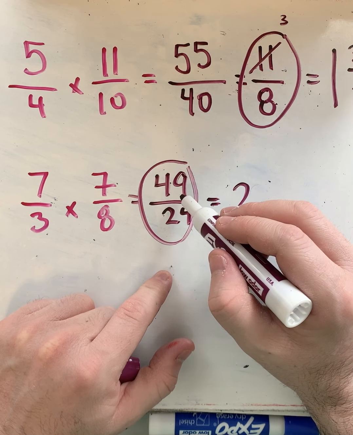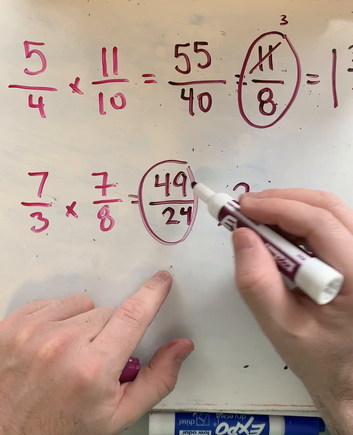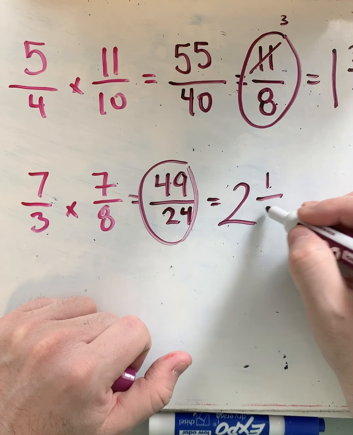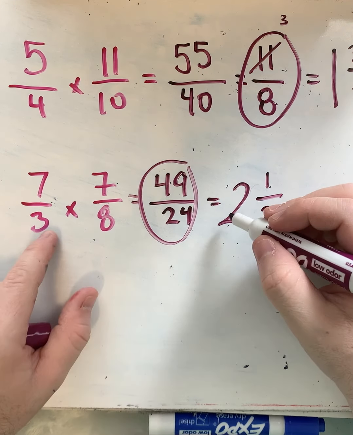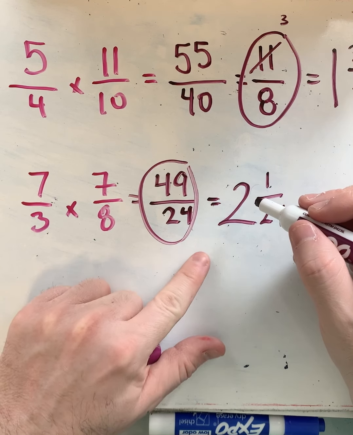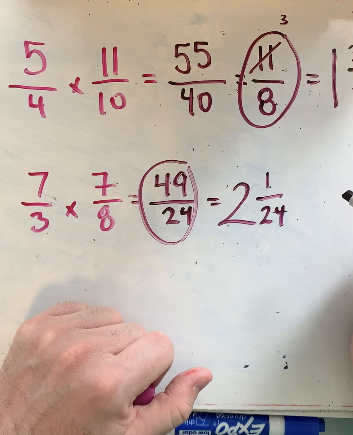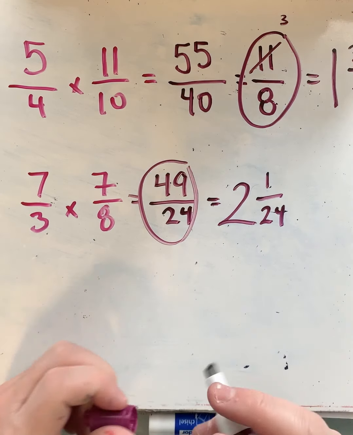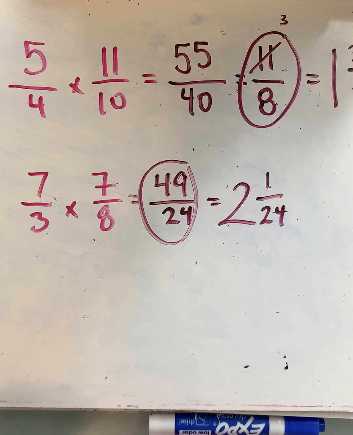48. So if I take 48 away from 49, I'm left with 1 and 1/24. So 7/3 times 7/8 is 2 and 1/24. The last one we're going to try is a mixed number fraction.